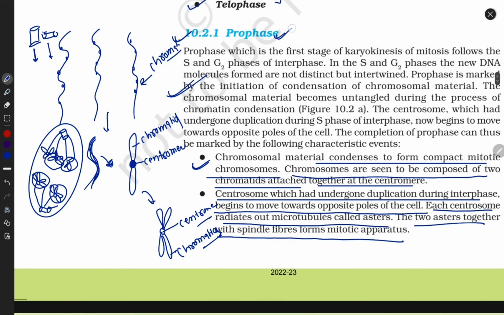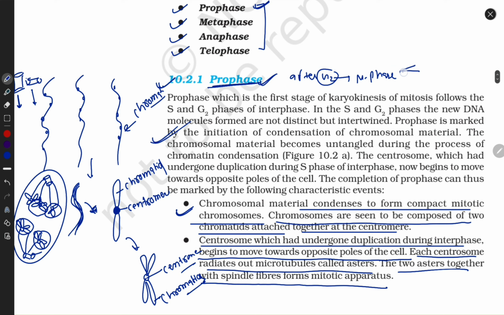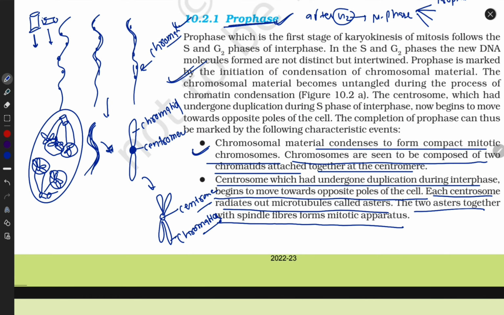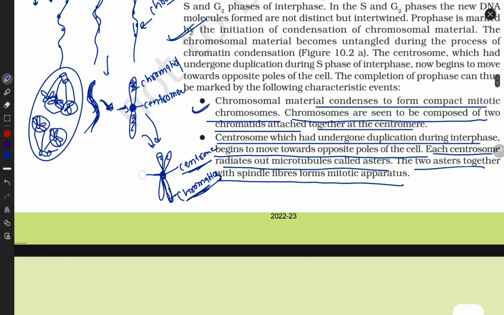At the start of prophase, what happens? When does prophase start? After the G2 phase. After G2 phase, the cell enters M phase, and M phase is divided into four parts. They enter prophase. Their chromatin, a thread-like structure, compacts in this manner, and further compacts like this. So this is the center point, the centromere, and these are chromatids. This centromere is attached with some asters.